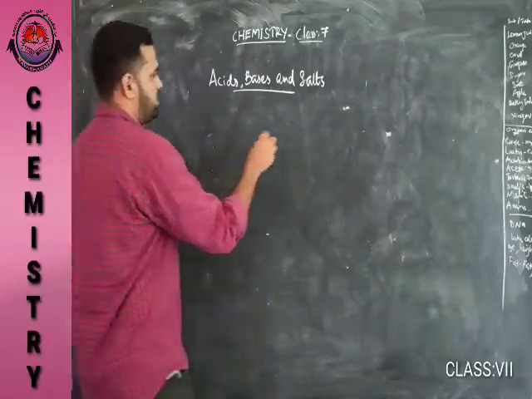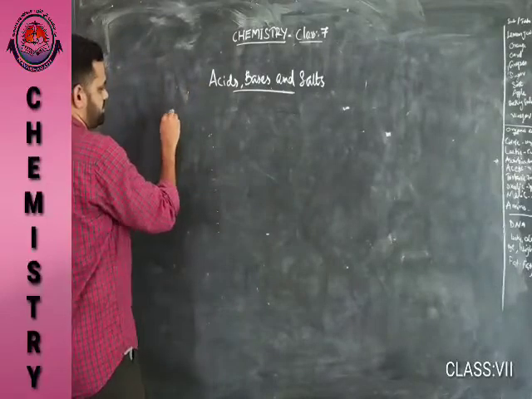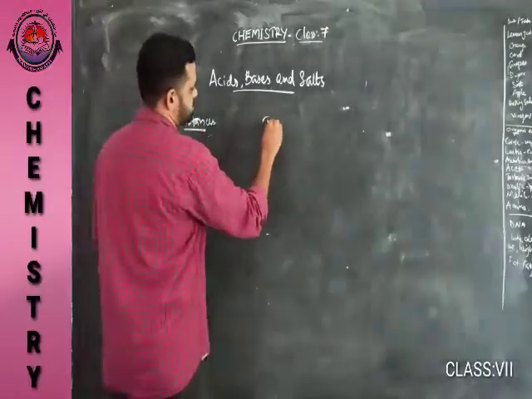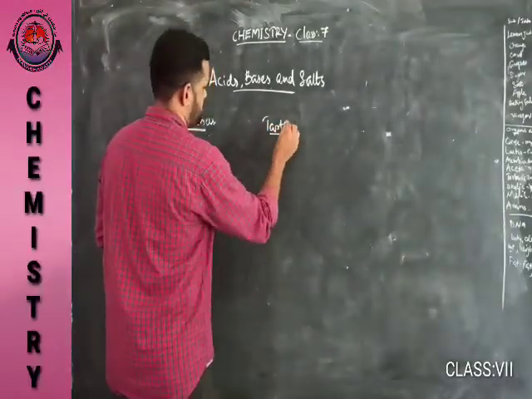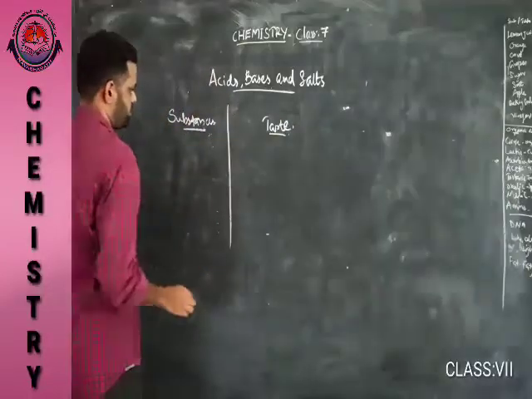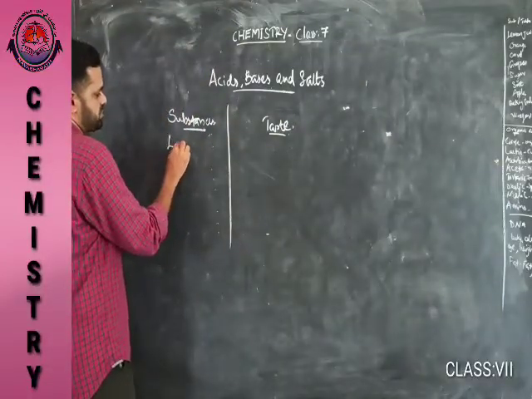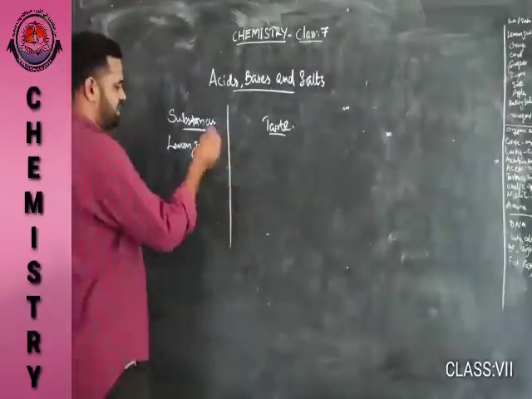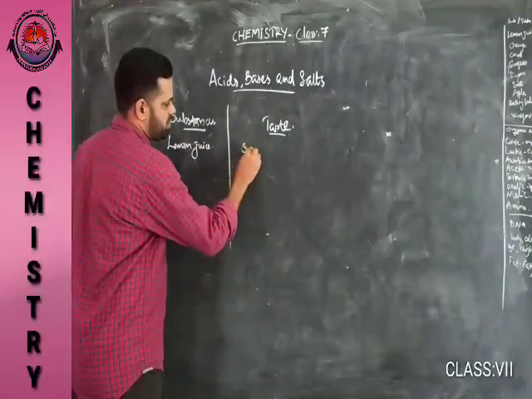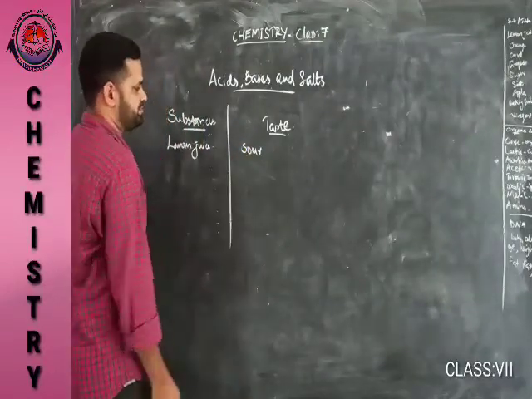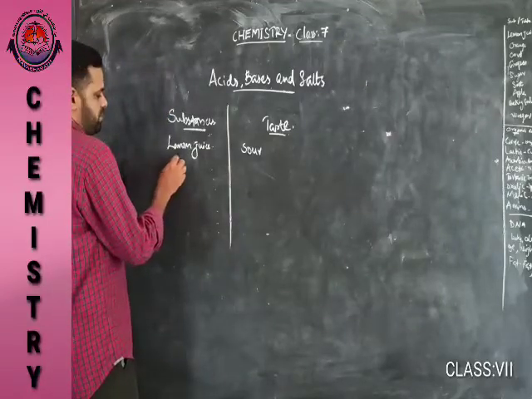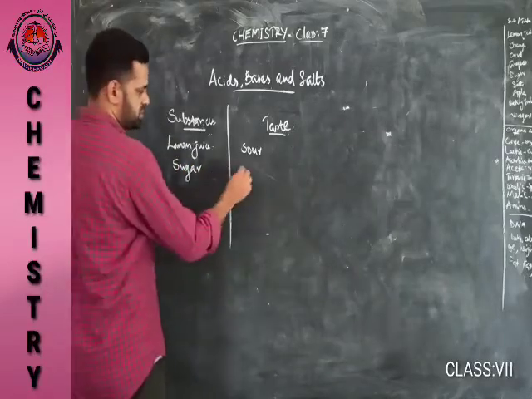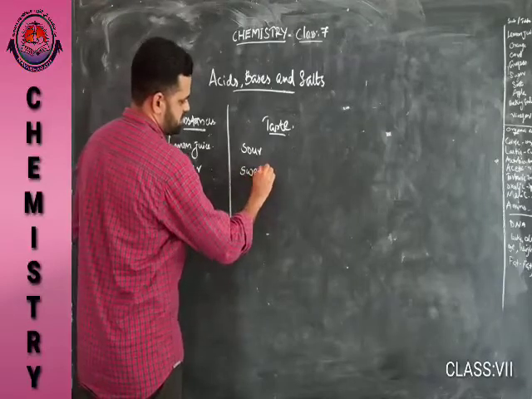We can write here substances and their taste. So first one, lemon juice. What is the taste of lemon juice? Yeah, it is sour in taste. Then sugar. What is the taste of sugar? It is sweet.